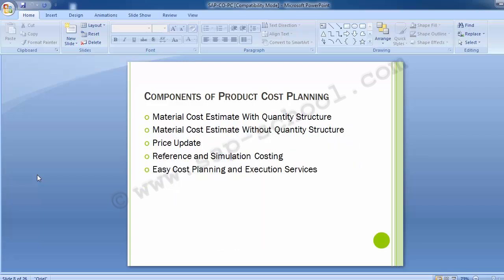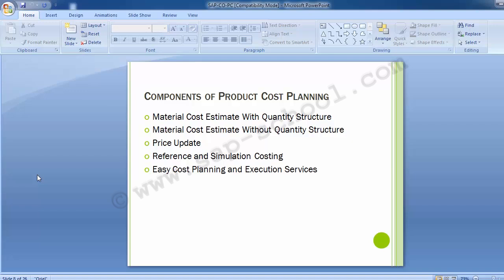So as on the screen, there are different components of product cost planning. One is material cost estimate with quantity structure, material cost estimate without quantity structure, price update, reference and simulation costing, easy costing planning and execution services. These are the different components through which the product cost planning is done.